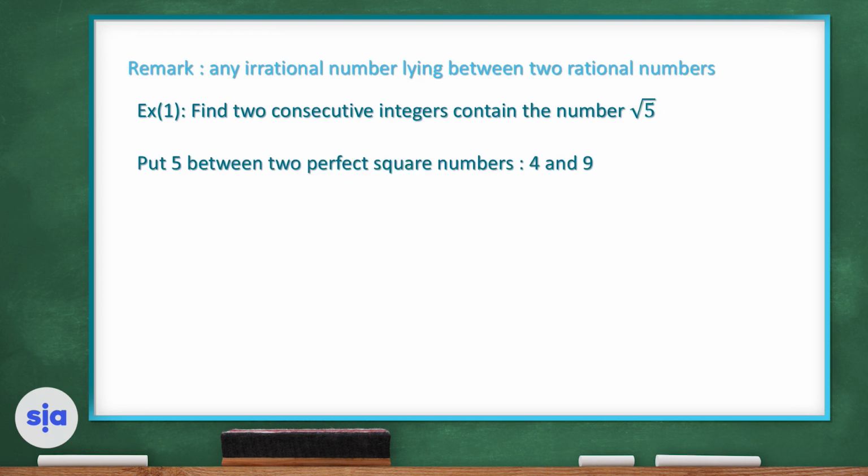We put 5 between the two perfect square numbers 4 and 9. So, as you can see here, 4 is less than 5 and 5 is less than 9. And we take the square root of the three numbers: square root of 4, square root of 5, and square root of 9. So it will be 2 is less than the square root of 5 is less than 3. So the two consecutive integers that have square root of 5 in between are 2 and 3.